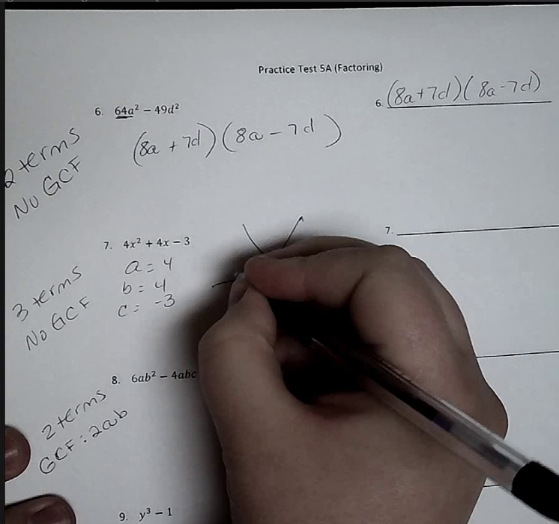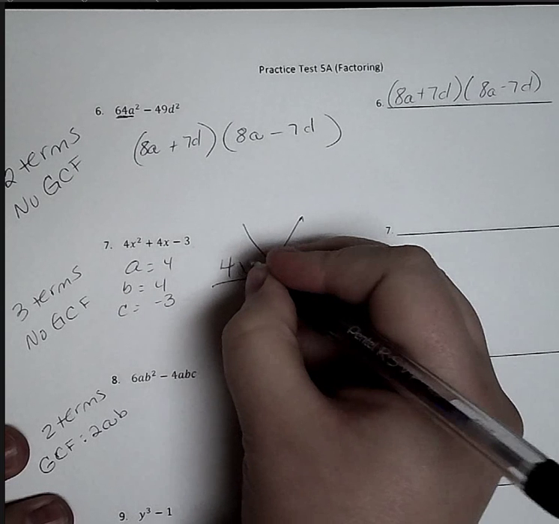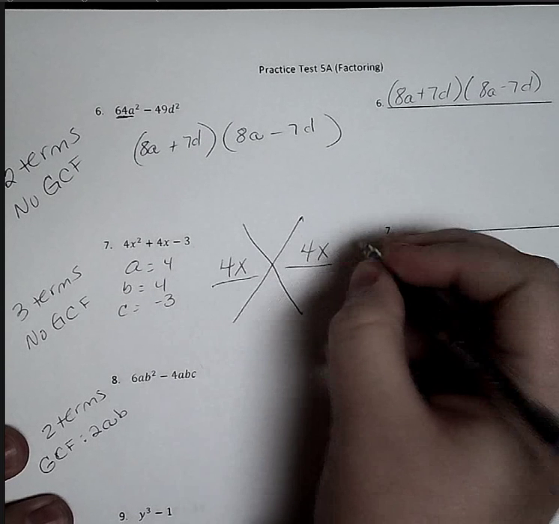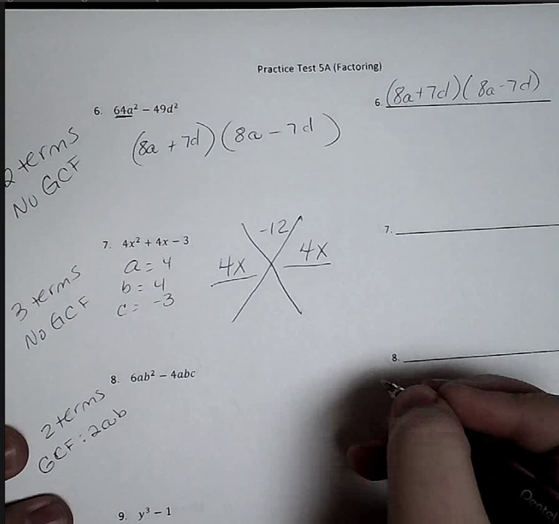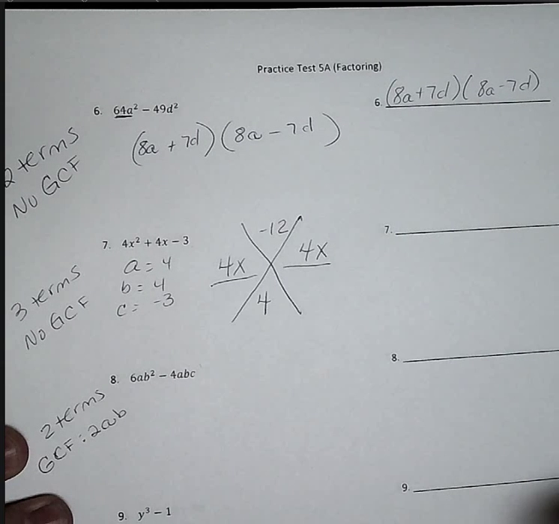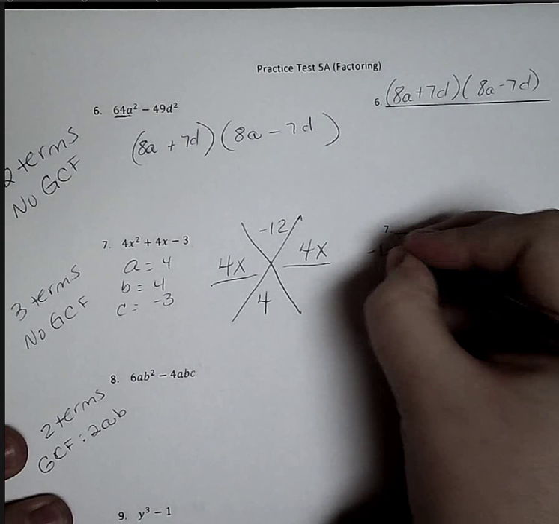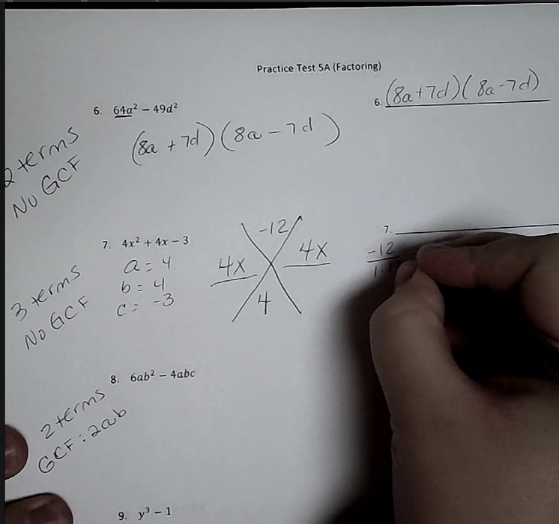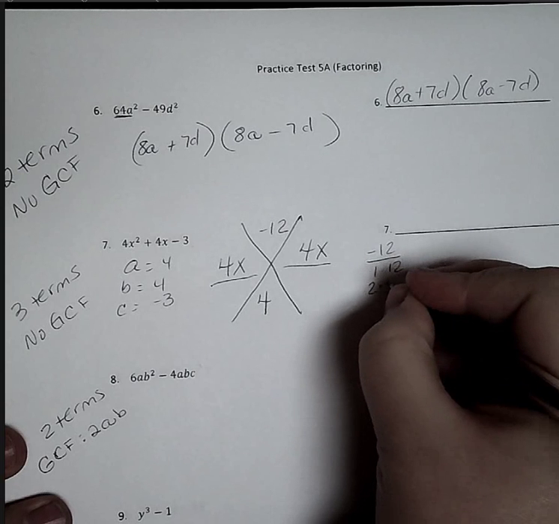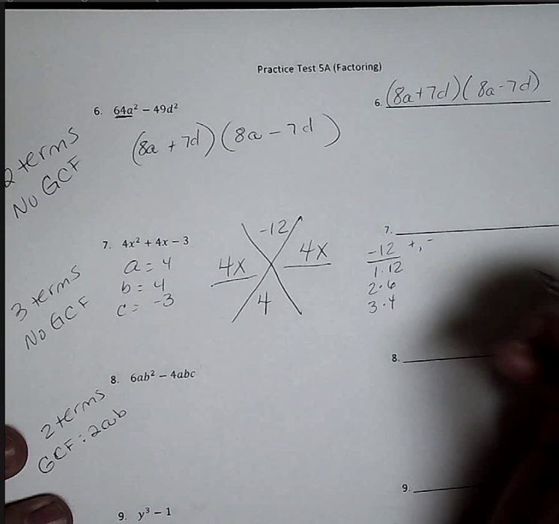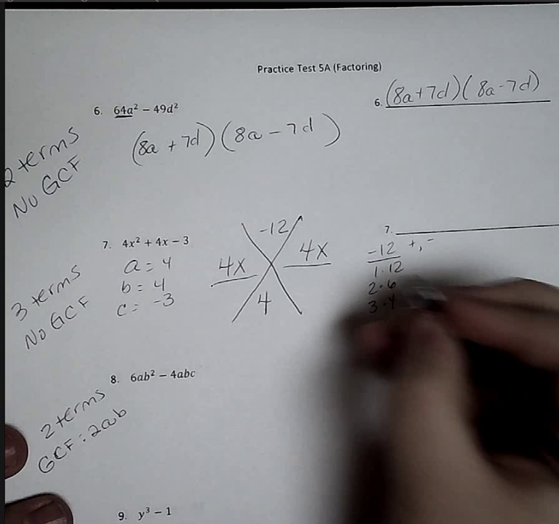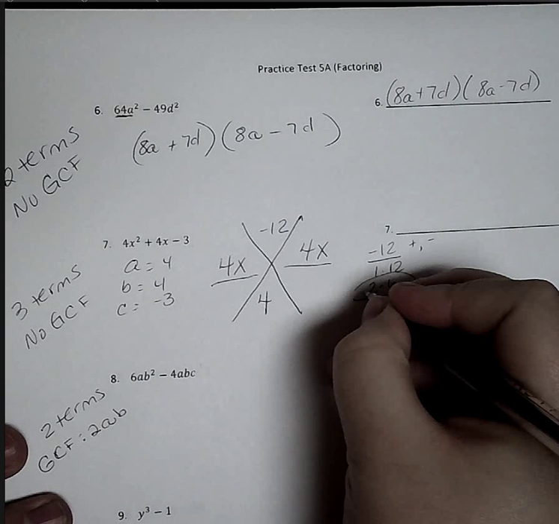So on top of my wings, I get 4x. And then in this top section, A times C is negative 12. And then B is 4. So we need to find out what multiplies to give us negative 12 and then adds to give us 4. So 1 has to be positive, 1 has to be negative. So 2 and 6 are my numbers, and I'm going to have 2 be the negative one.